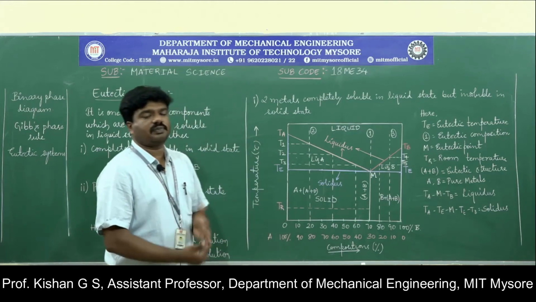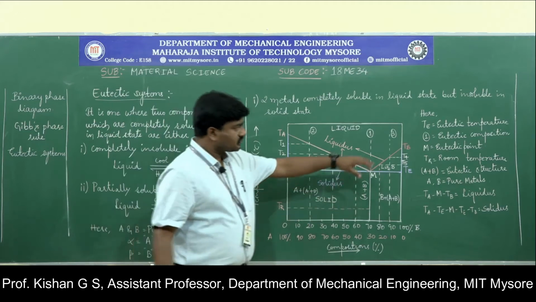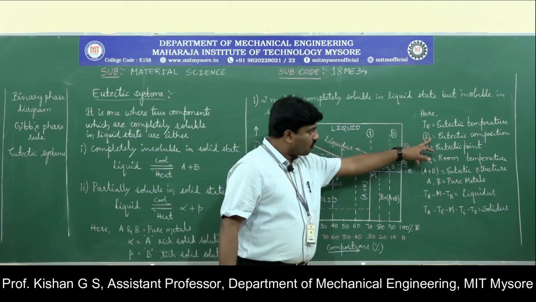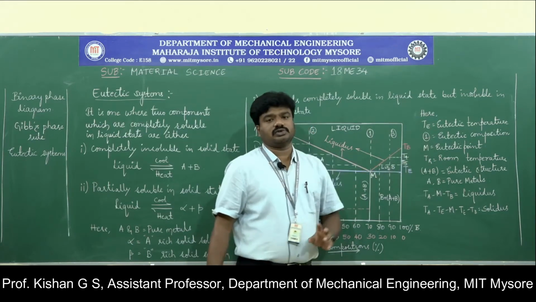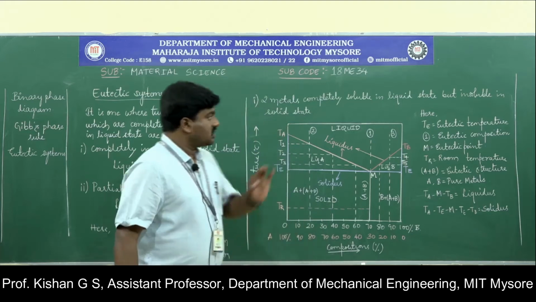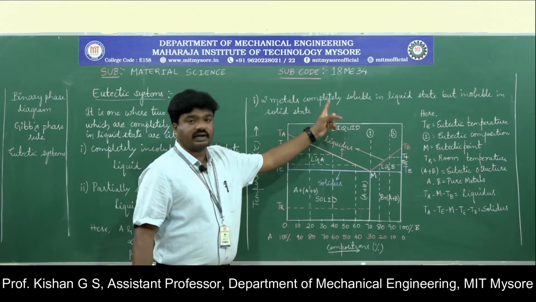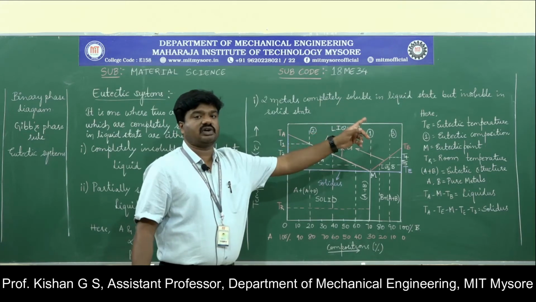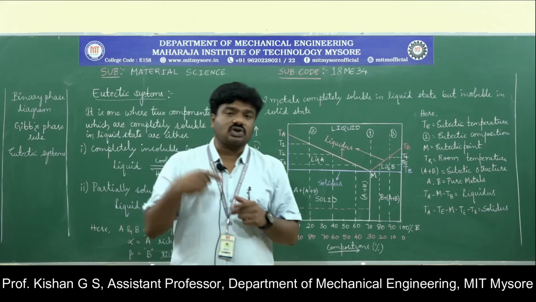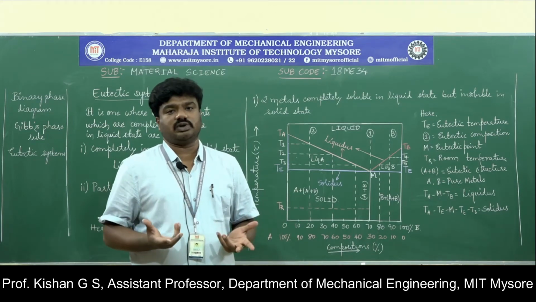So now let us take up the understanding of eutectic composition. Here TE represents the eutectic temperature, whereas 1 represents the eutectic composition. Why we take 1 as the eutectic composition is that, as per the definition, both the metals should be completely soluble in the liquid state, but when it comes to the solid state, where solidification is initiated, both the metals become insoluble.